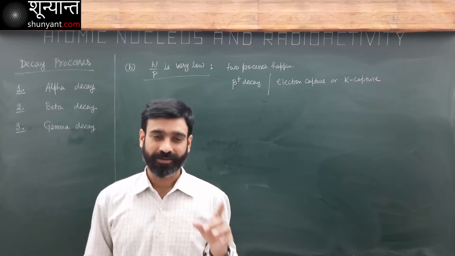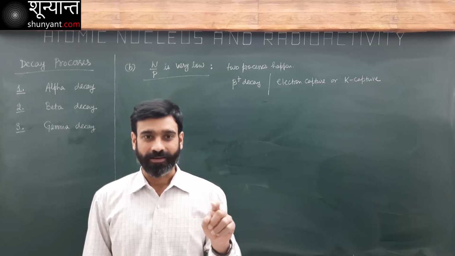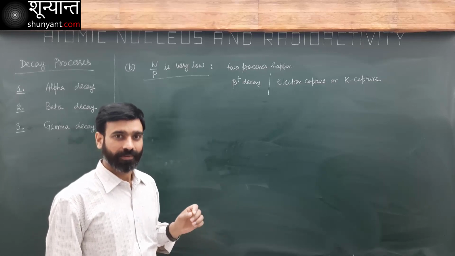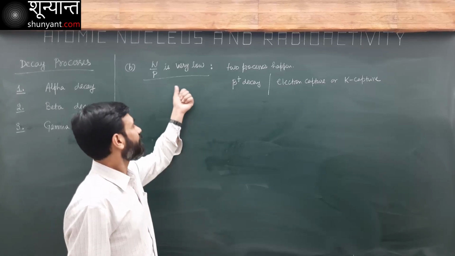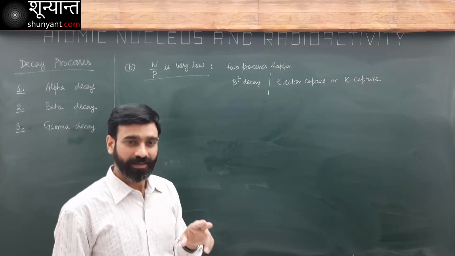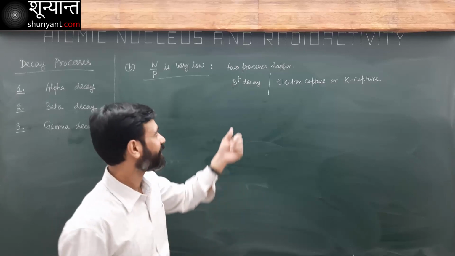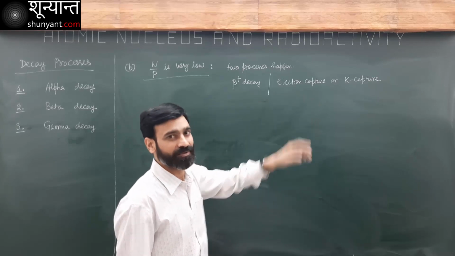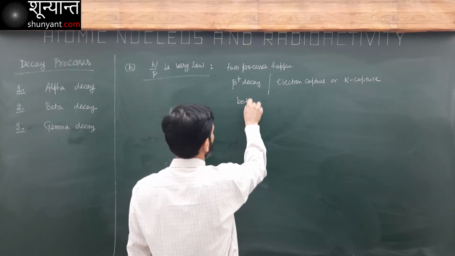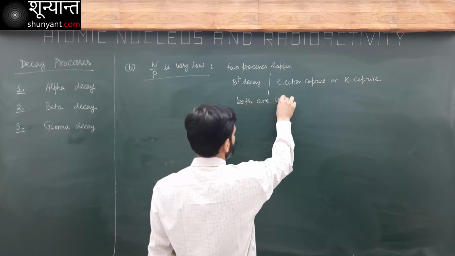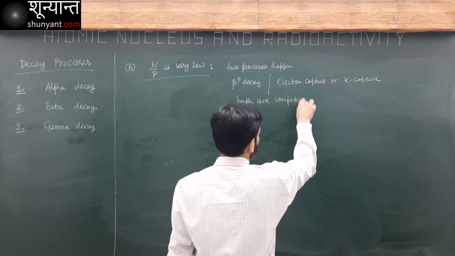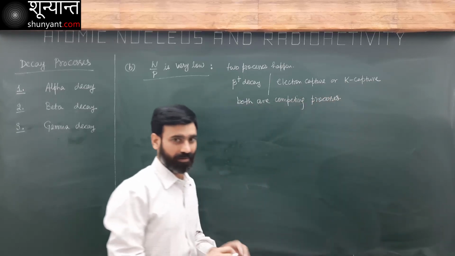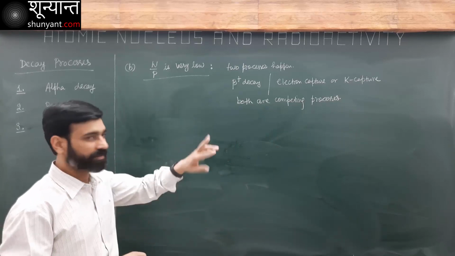Nucleus too big, alpha decay. Then N by P ratio very large, negative beta decay. N by P ratio very small, then two possibilities. One is positive beta decay, the other one is known as electron capture or K capture. Both are competing processes, so either this or that will happen.